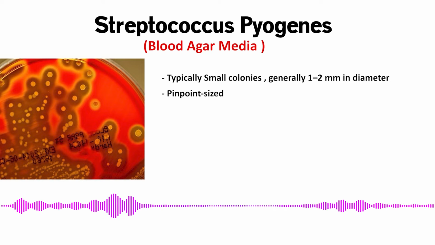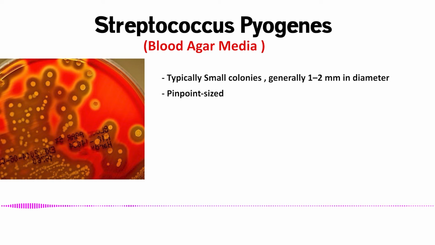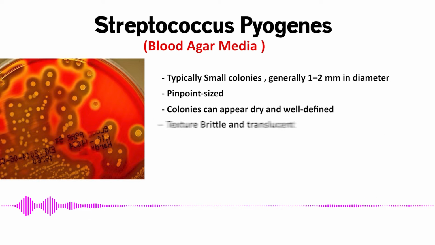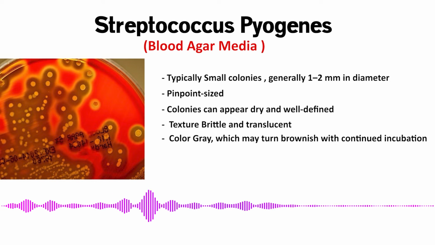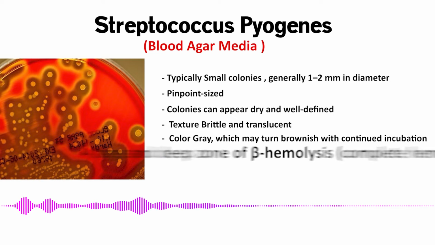Appearance-wise, usually discoid, a little disc, small, with well-defined edges. One source adds it can look dry. Dry, okay. Any other texture descriptions? Yeah, brittle and translucent were also mentioned in one text. And color? Typically gray, maybe turning a bit brownish if you let them incubate longer. But honestly, the size, shape, color, they're useful clues, right? But the real showstopper, the defining visual feature on SBA, is the hemolysis.